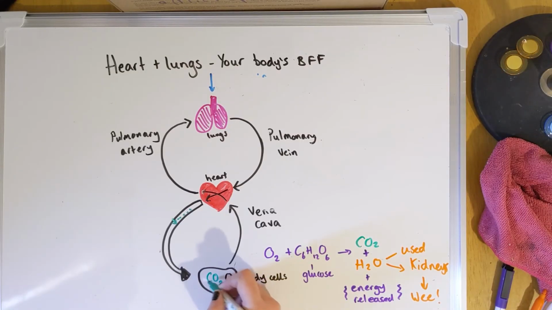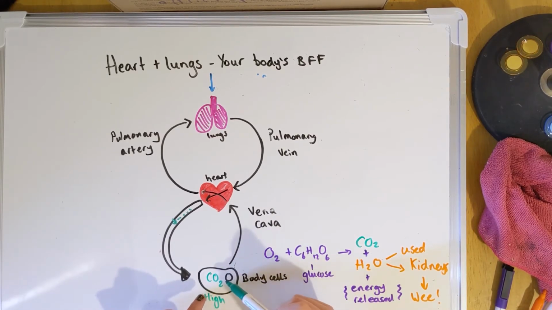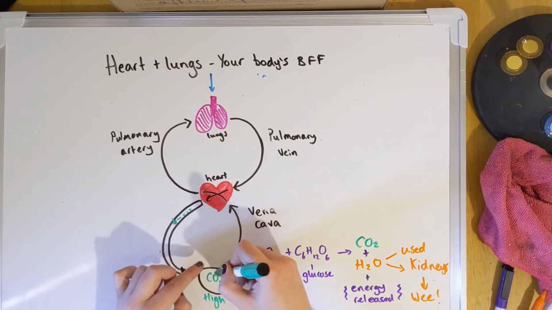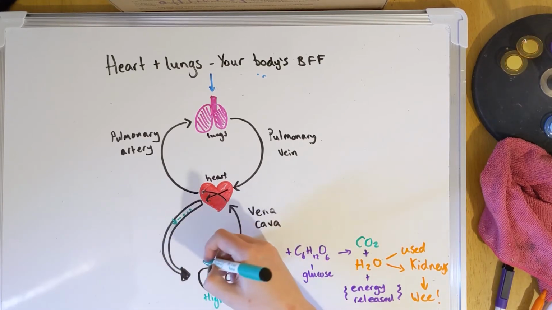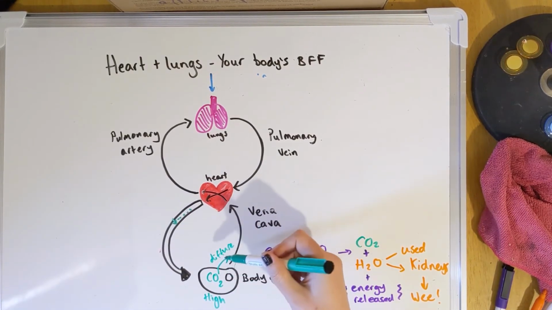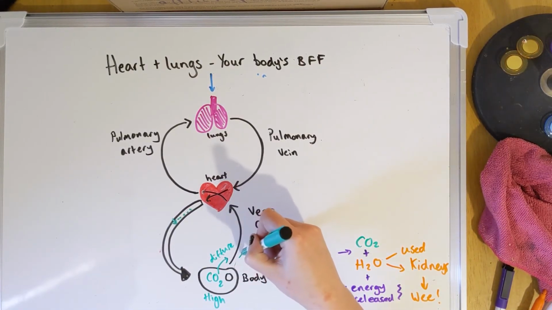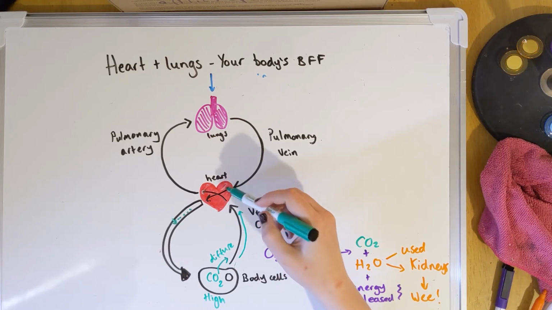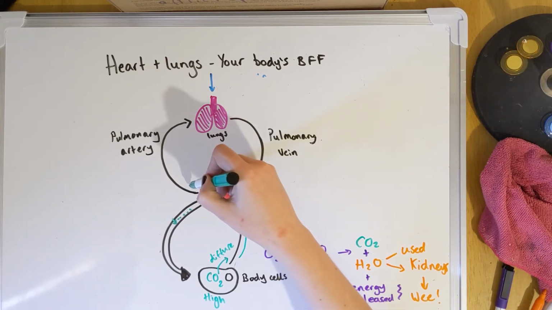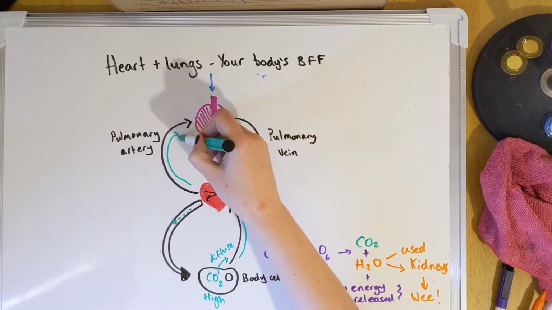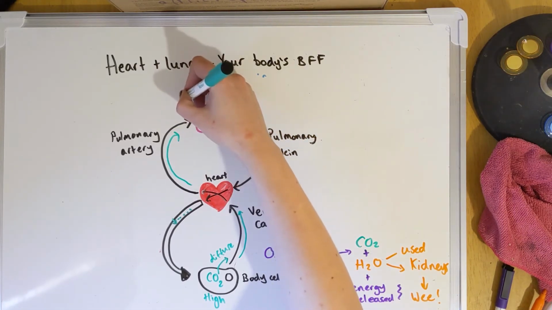So you'll have cells that are high in carbon dioxide, and what will happen is that carbon dioxide will again diffuse into the blood because there is a lower concentration in the blood. That carbon dioxide will travel through the vena cava into the heart, then through the pulmonary artery to the lungs.